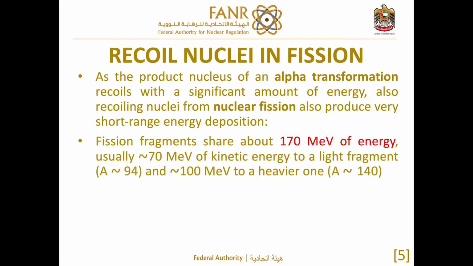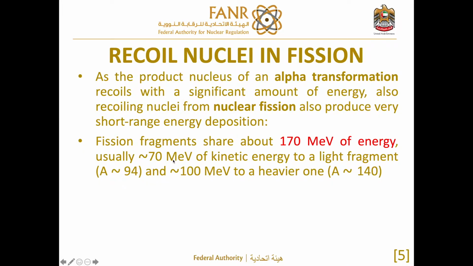Now, it's quite interesting to have a look at some numbers there, because during the fission reaction in uranium, around 170 megaelectron-volt of energy are shared by the two recoiling nuclei. We can say that this is around 70 megaelectron-volt of kinetic energy to a smaller fragment, and around 100 megaelectron-volt to a heavier one.